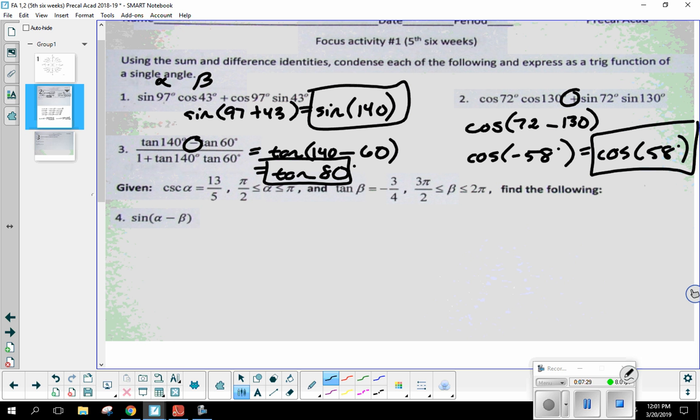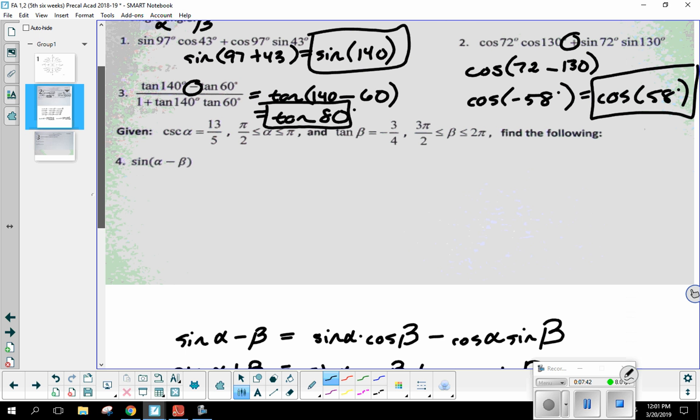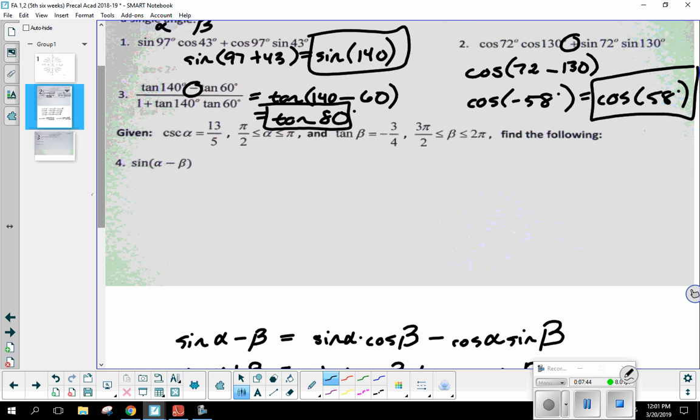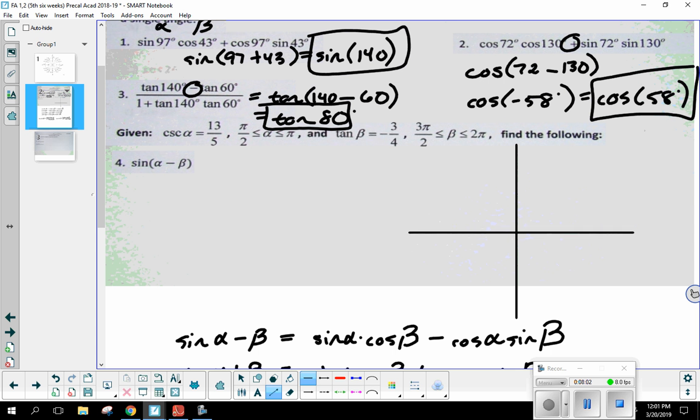Well, number 4. I believe we had some happy minutes on these. We did a quiz on this, but it has been a while. Cosecant of alpha equals 13/5, and we're told that alpha is between pi over 2 and pi. Tangent of beta is equal to negative 3/4, and we're told that beta is between 3/2 pi and 2 pi. So let me go ahead and do this. Let me create a little coordinate plane here.